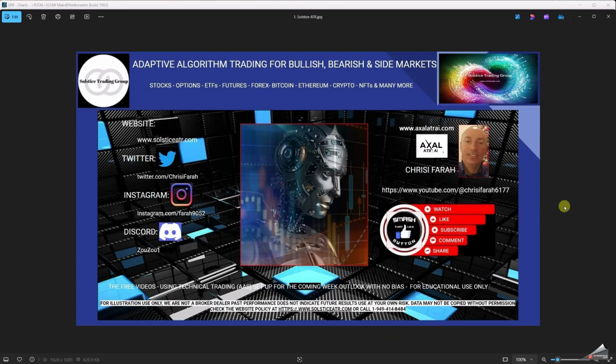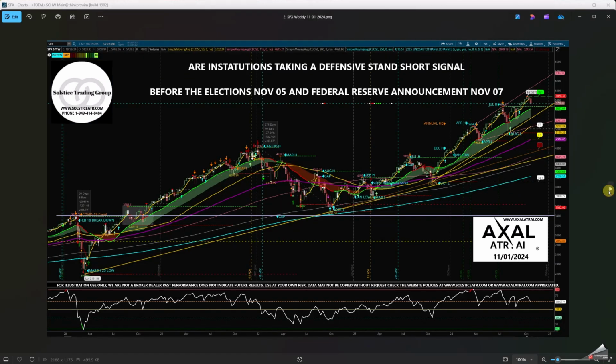Let's go to the first slide that I have up here. Our institution is taking a defensive stand and a short signal that we are signaling on the weekly bar. You can see it here. It's in a downtrend. We had last week side to down, and this week was an engulfing candle before the election, which is November 5th, as well as the Federal Reserve announcement on November 7th. So I am not biased.